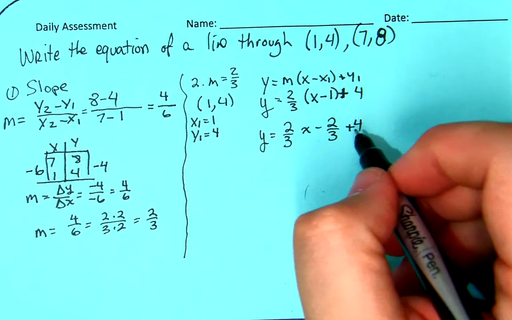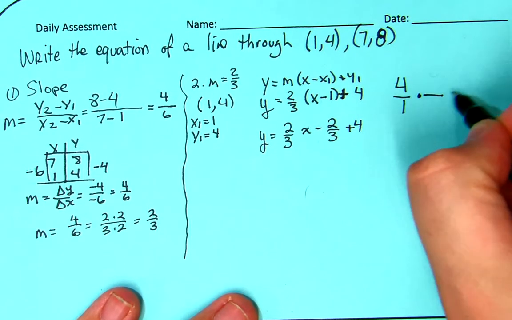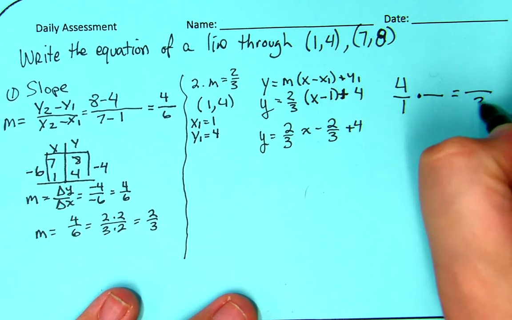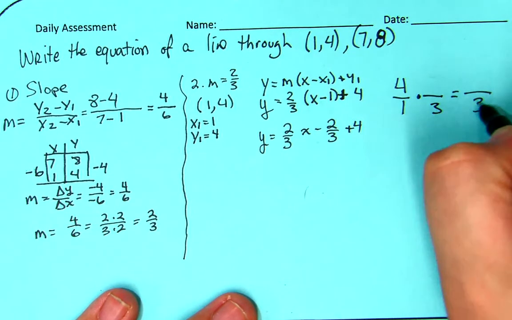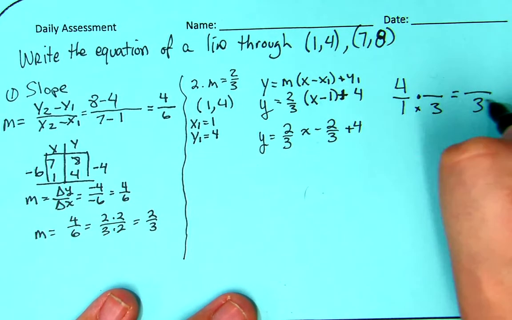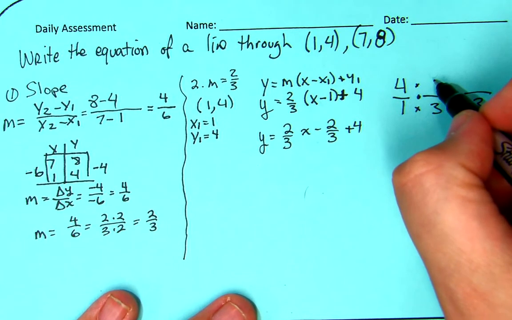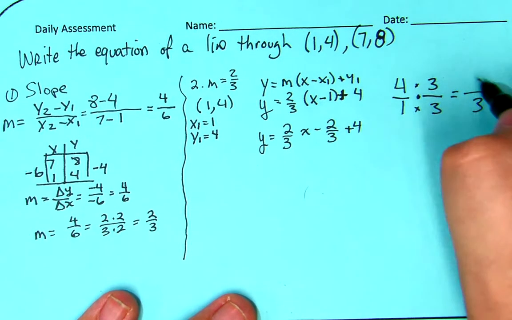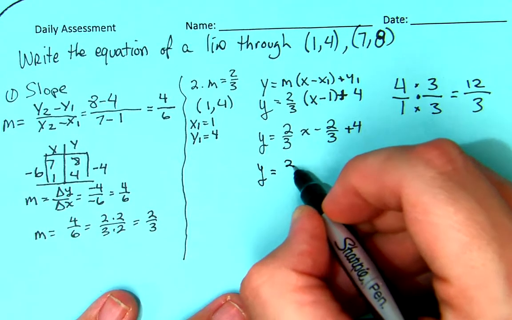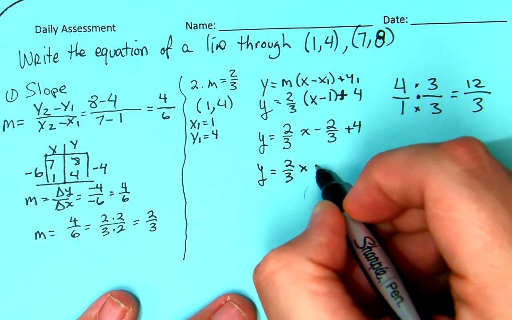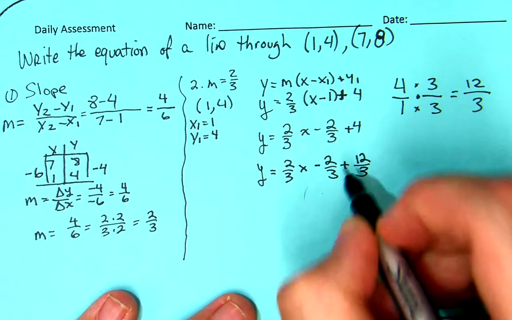Now I need to rewrite 4, which is 4/1, times some number to get me to a fraction over 3. 1 times 3 is equal to 3. And since I can only multiply by 1, I can't change the value, I'm going to multiply the top by 3. I'll get 12/3. So I'll get y is equal to 2/3 x minus 2/3 plus 12/3.